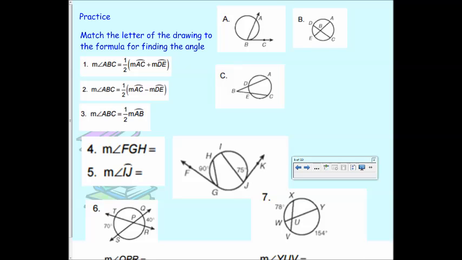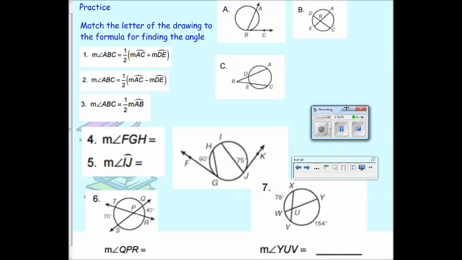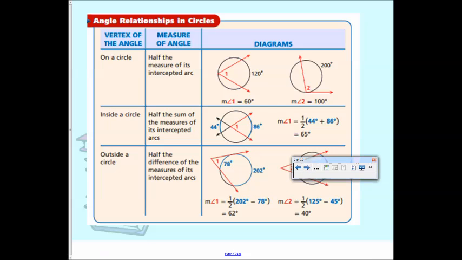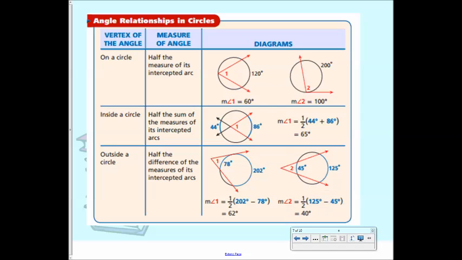All right, so the last thing is how can we put that all together to find different pieces of missing arcs? So take a look at this. This is essentially just to sum up everything that you guys have done so far. If you ever want to go back and review, this is a good spot to look because this is all the angle relationships that we've talked about so far.